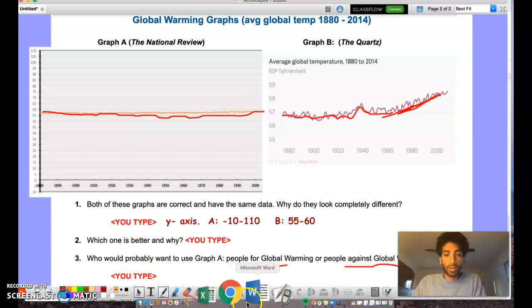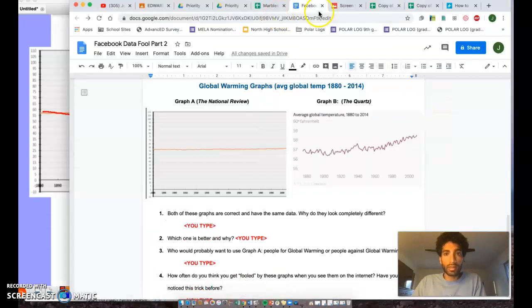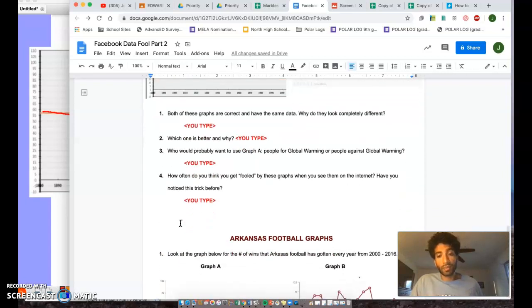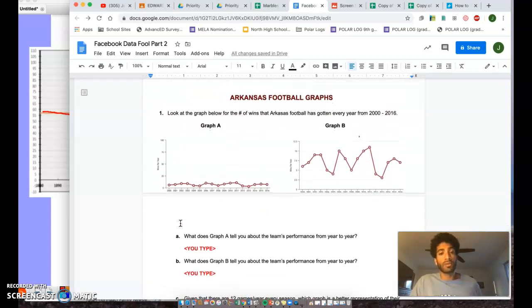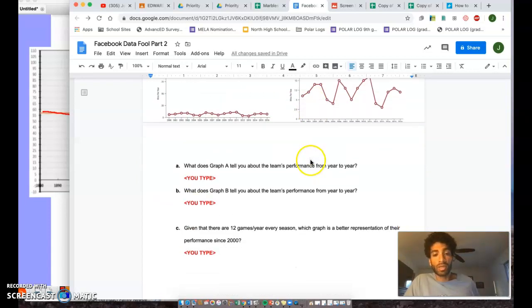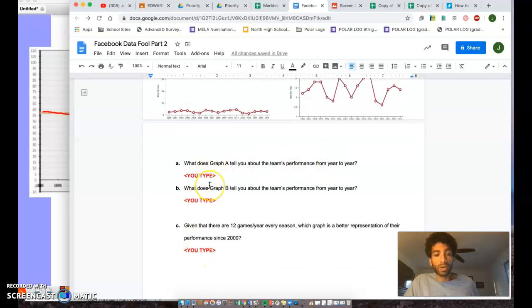And I think you guys had a fourth. Oh, number 4 is just saying how often you get fooled by these graphs. Pay attention. See if you can find some on the internet today, tomorrow. And then the last thing is kind of the exact same concept, just looking at the y-axis, but for an Arkansas football team for the last 15 years. So then you guys can just answer these last 3 questions.